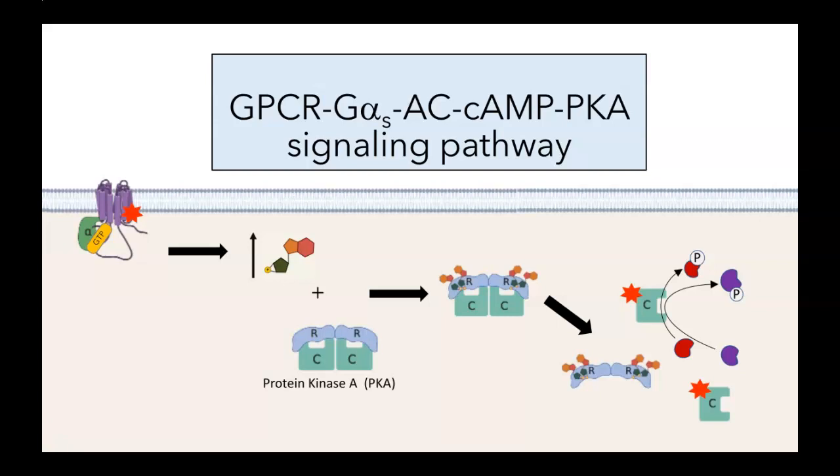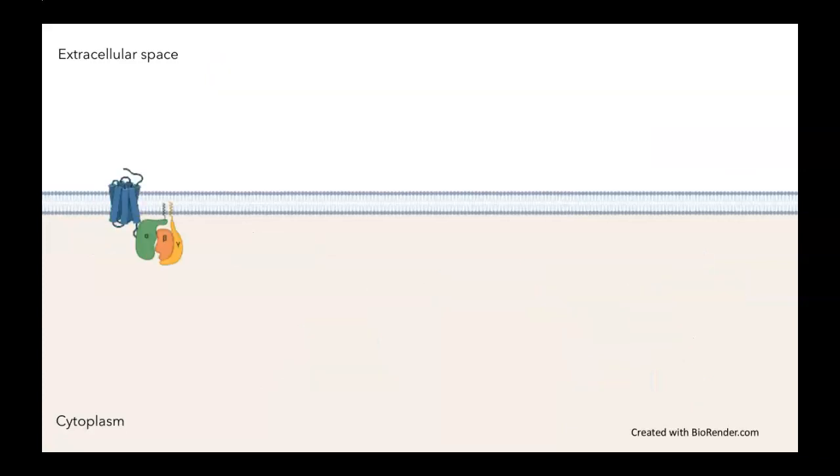In this video, I want to talk about the GPCR G-alpha-S adenylate cyclase cyclic AMP protein kinase A signaling pathway. This is one of the most common G protein coupled receptor pathways. It's activated by a number of neurotransmitters and hormones and plays some important roles in physiology. Let's go ahead and look at the pathway.